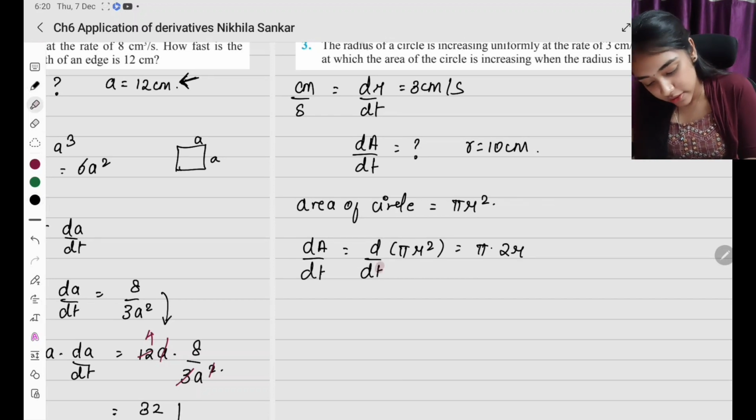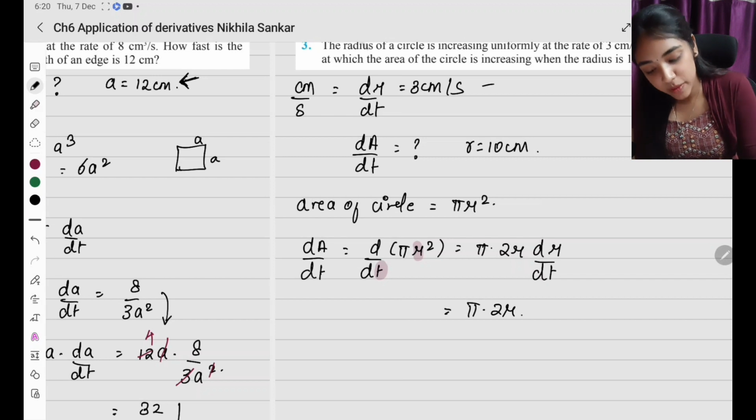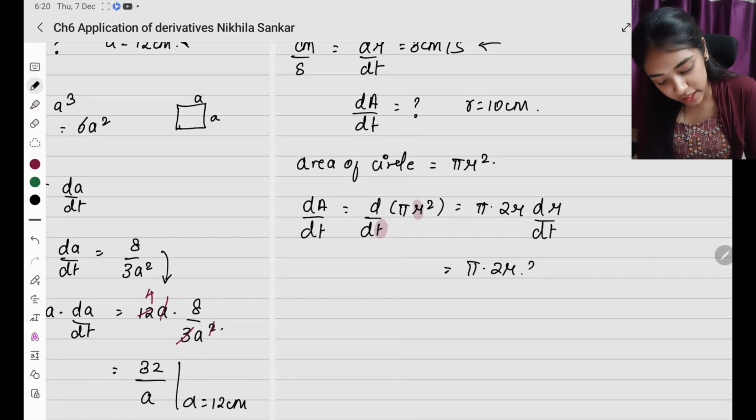But here we are differentiating with respect to t. So I have to differentiate the variable r also, which is dr divided by dt. So I have pi times 2r. And what is my dr by dt from the question? It is going to be 3. So this is going to be 3 2s are 6 pi r.